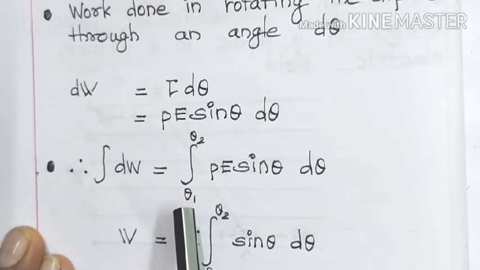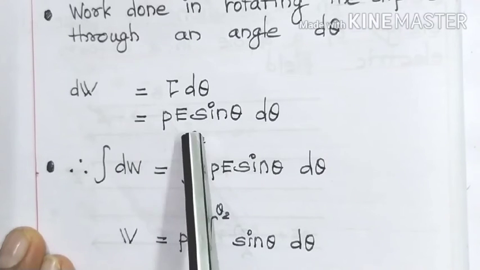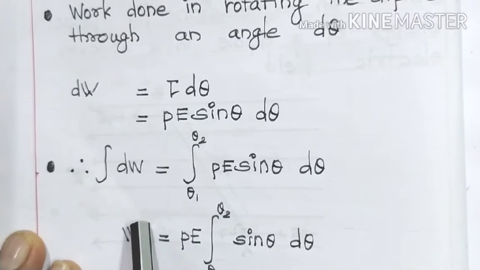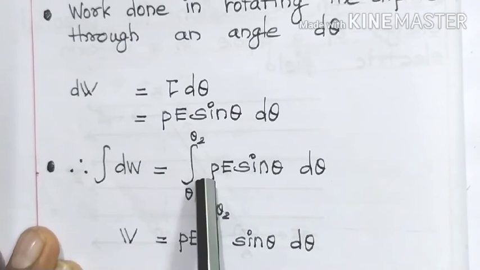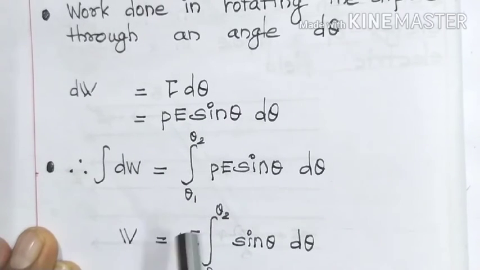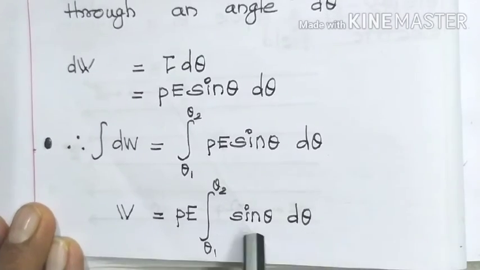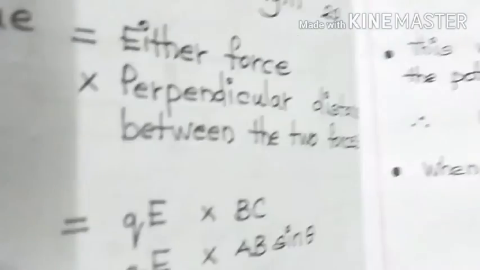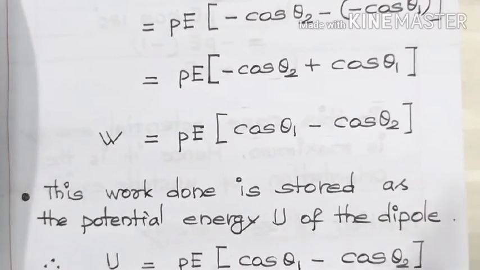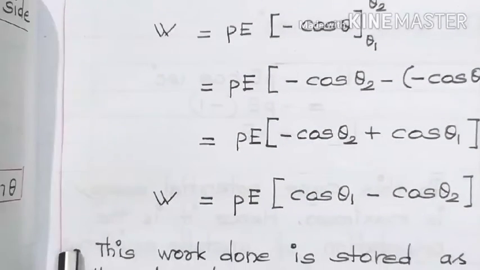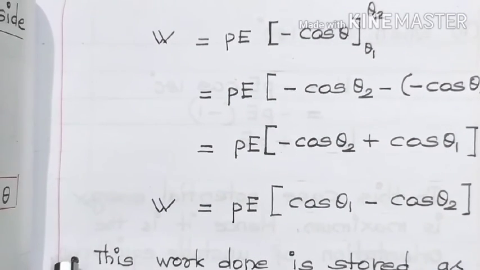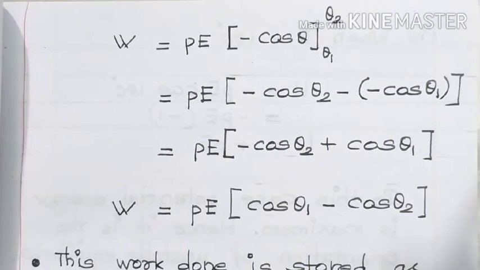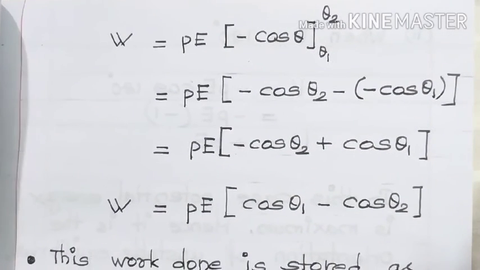The angle is rotated from theta 1 to theta 2, so the limits are there. On integration, dW becomes W is equal to integral of PE sin theta d theta; P and E are constant, so they are taken outside. In the next step, integration of sin theta is nothing but minus cos theta. So it is written. Now we are going to put the limits.